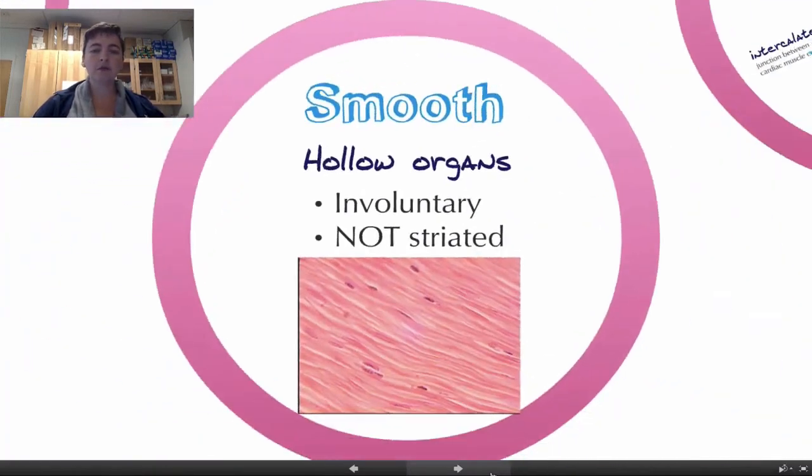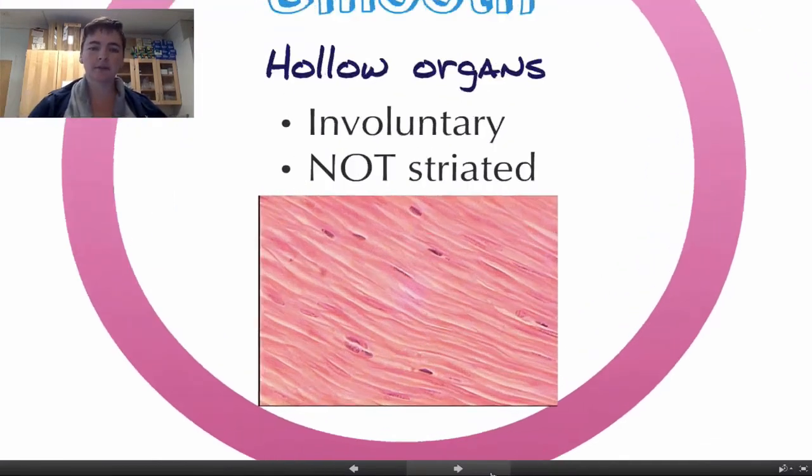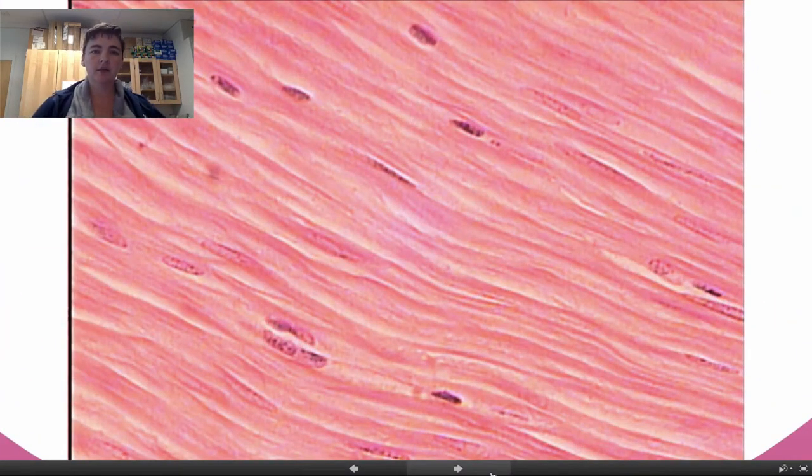Then you have smooth. Smooth is found in hollow organs such as your uterus, your stomach, your intestines. It is involuntary, meaning you don't have to think about it. There's a center in your brain to take care of the contraction of this muscle. It is not striated, so those proteins are not in nice, neat lines. They are scattered throughout the cell, and so it kind of gives it a wave-like motion. It's called peristalsis. Here is smooth muscle.